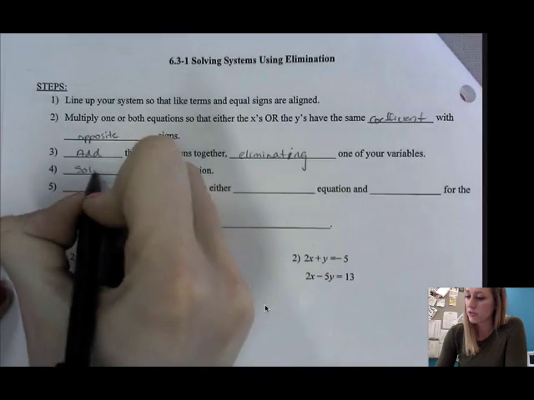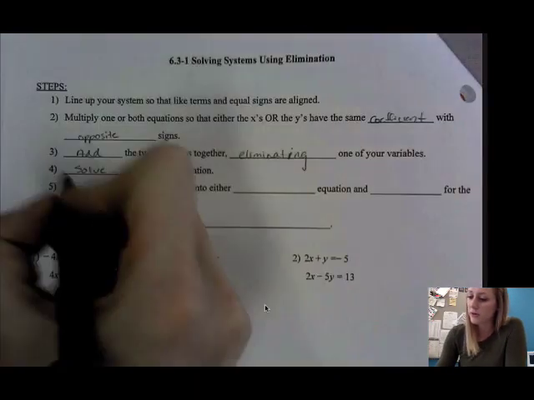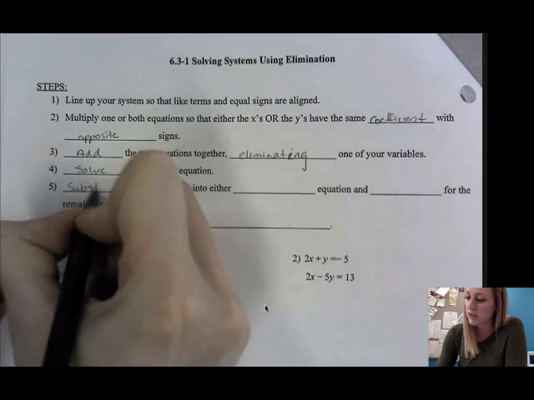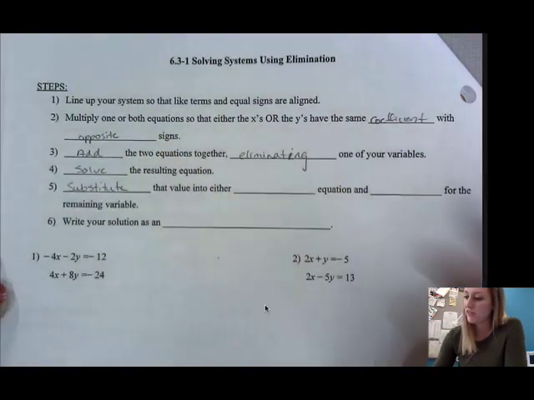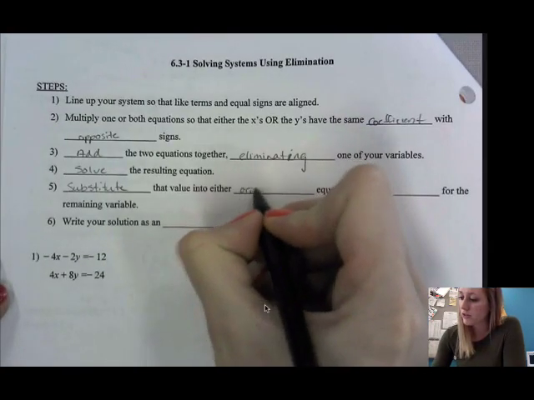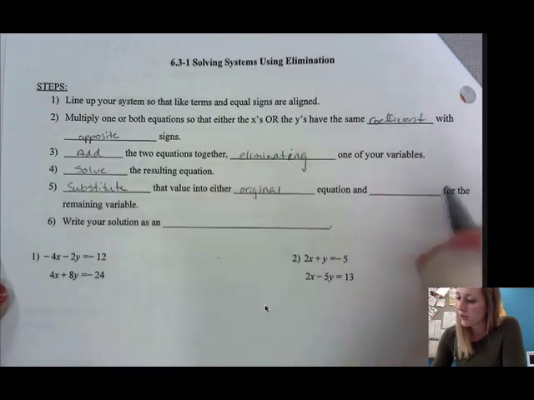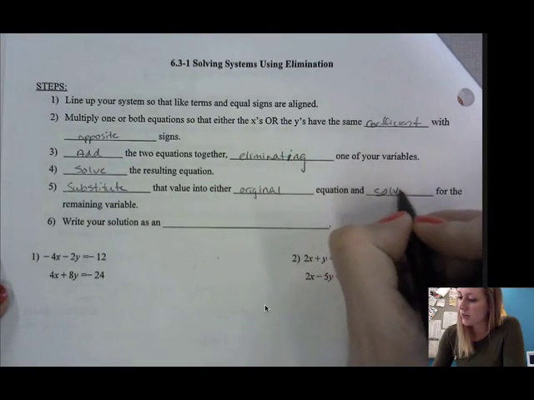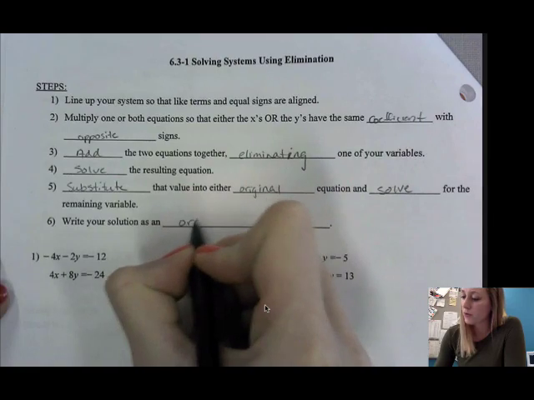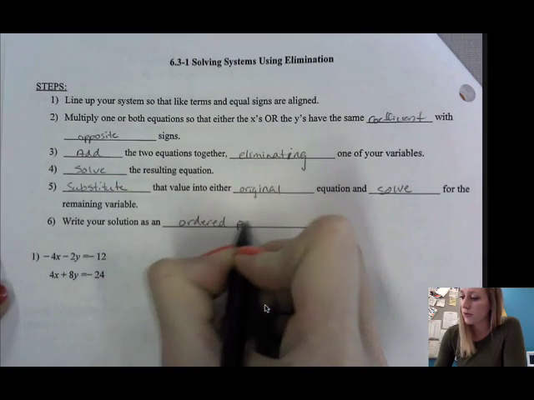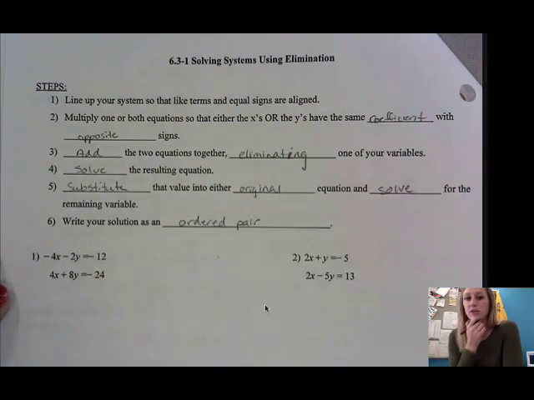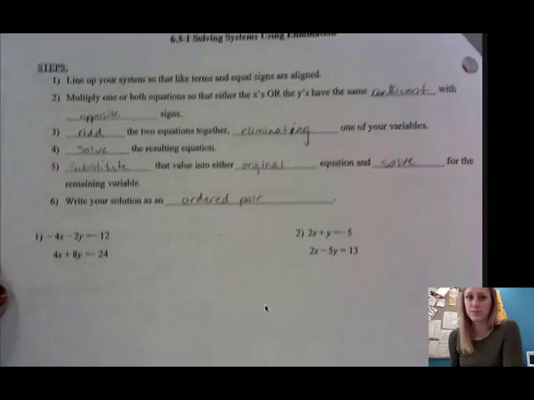Solve the resulting equation. And then we're going to substitute that variable into either original equation and solve for the remaining variable. And then, as always, we'll write our solution as an ordered pair. Okay, so let's follow these steps here on number one.